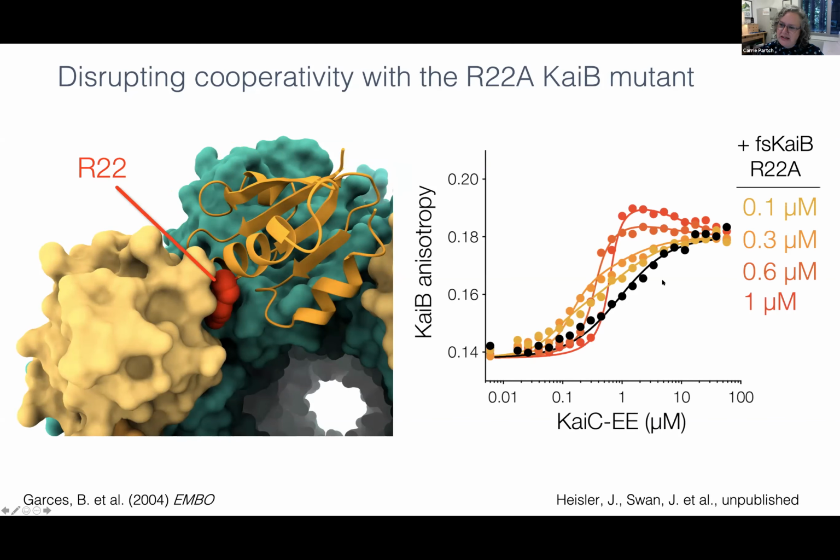So here I'm showing data where we've taken this R22A mutant and put that into our seed stock where we're seeding cooperativity. And I apologize for not having both side by side, but it dramatically reduces cooperative recruitment of subsequent wild-type KaiB, suggesting that intersubunit interfaces between adjacent KaiB monomers is an important step in cooperative recruitment.